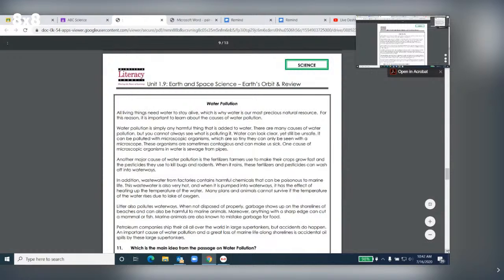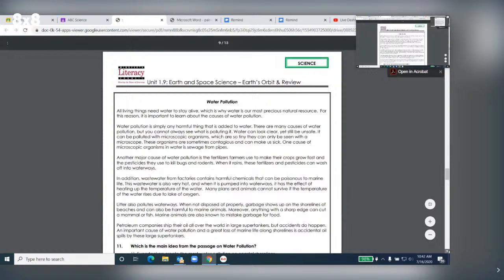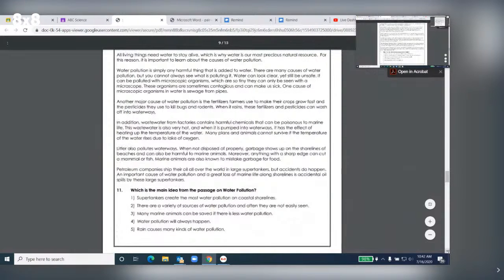Each paragraph kind of talks about different causes of water pollution. Okay. It's not just one thing that causes water pollution. So what is the main idea from the passage? So it gives you: 1, supertankers create the most water pollution on coastal shorelines. Maybe. 2, there are a variety of sources of water pollution. They often are not easily seen. Maybe. 3, marine animals can be saved if there's less water pollution. 4, water pollution will always happen. And 5, rain causes many kinds of water pollution.